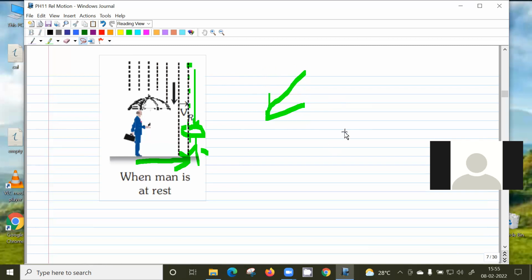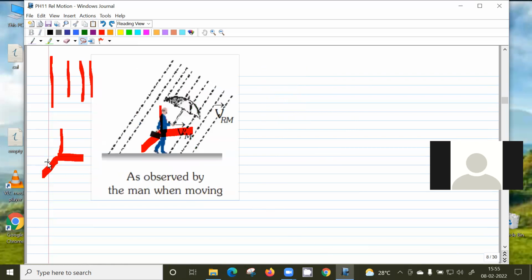See, something which is in front of him, if it comes and touches him, that means it's moving towards him, right? Yes, sir. But with respect to the ground frame, it's actually going vertically downwards. Initially, this drop was here, but after some time, it has come and hit him, because he has moved here. So it's as if in his frame, it is moving in this direction. That's why it's looking like this.